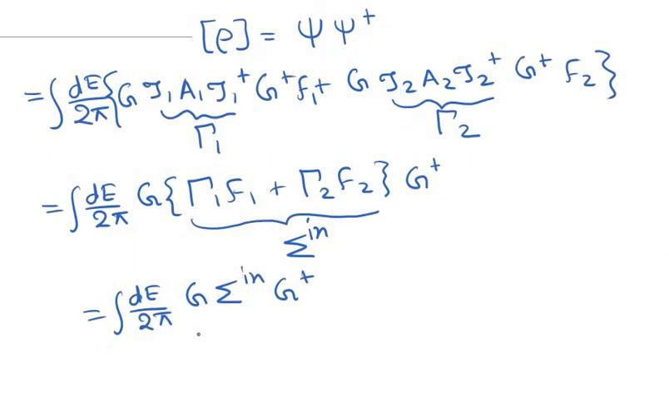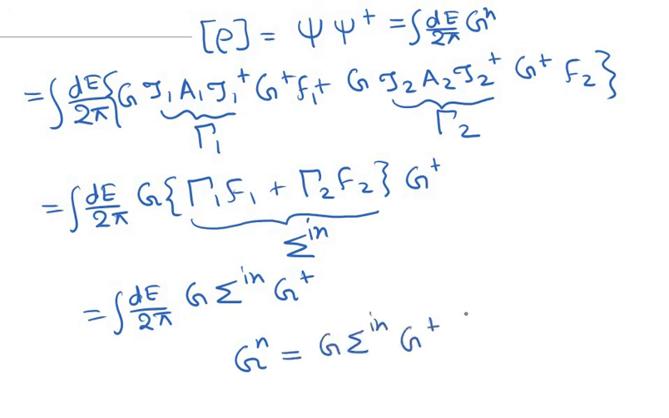Note that the density matrix can actually be written as the integral of dE divided by 2 pi, Gn. So this basically tells us that this Gn is G sigma in G dagger, and by the same technique as before, we can write this as A1 F1 plus A2 F2.